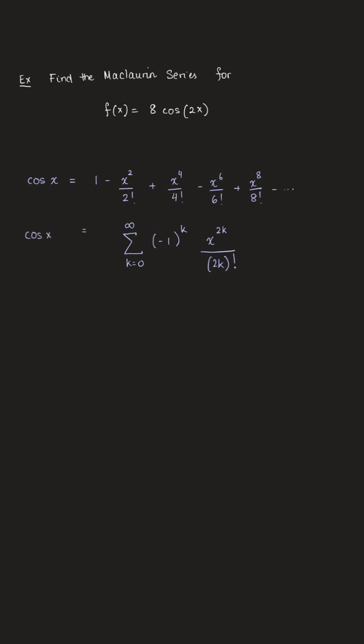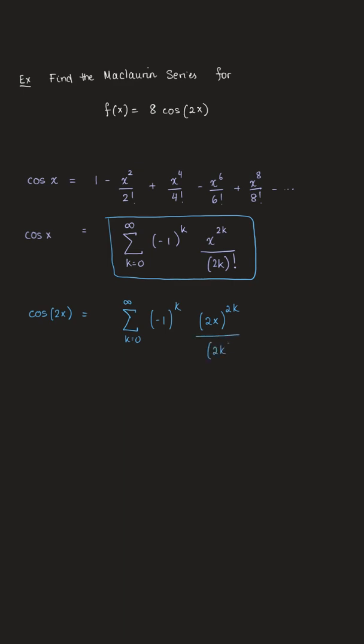We don't have to reinvent the wheel here. We can simply, maybe not so simply, but we can first write out cosine of 2x by substituting 2x in place of x into our series for cosine, and then we can multiply that by 8 to get the function that we're interested in. So cosine 2x here will just be sum from k equals 0 to infinity, negative 1 to the k. We'll put in a 2x in place of x. This is raised to the 2k over 2k factorial.